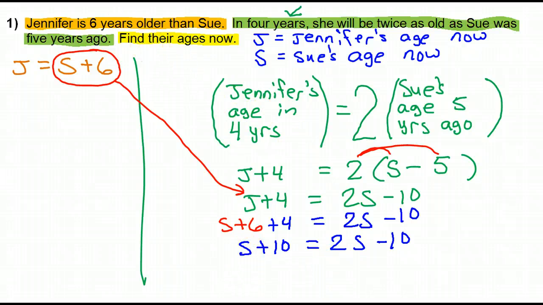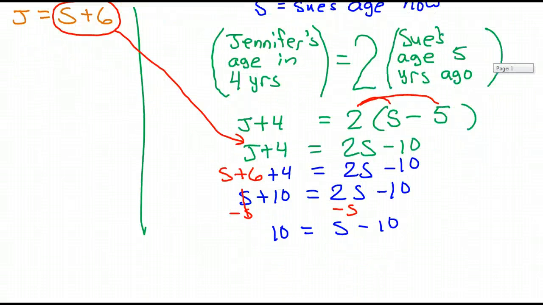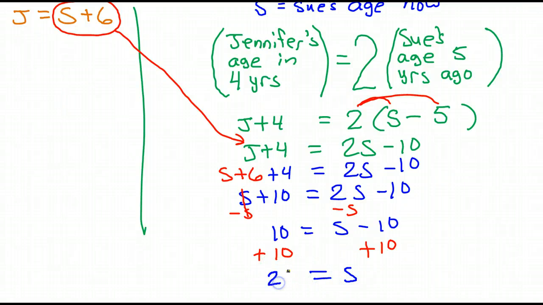Because I like nice positive numbers when I can get them, I think I would choose to subtract S from both sides. All right, that gets rid of these S's, and so now I'm going to have 10 is equal to S minus 10. So this is looking pretty good. To get S by itself, all I have to do is add 10 to both sides. So plus 10 plus 10. So that's going to give me S equals 20.